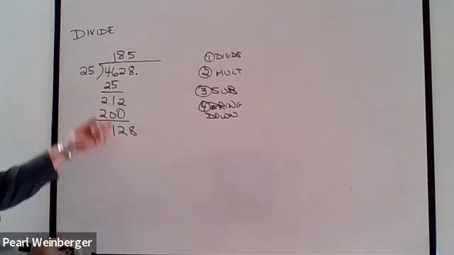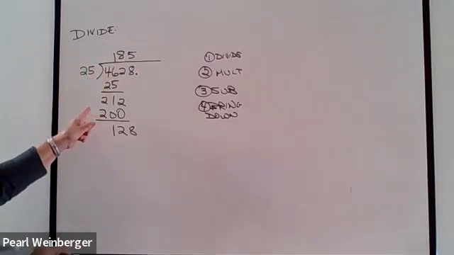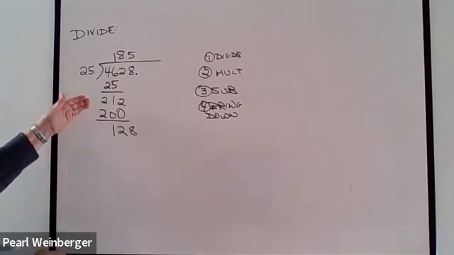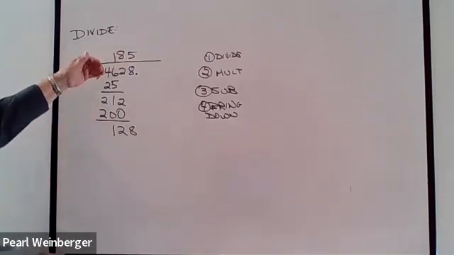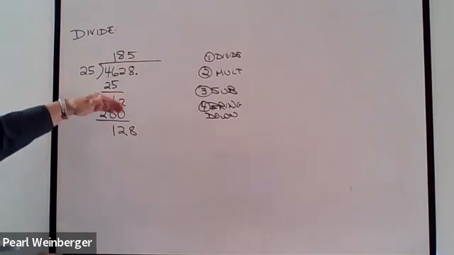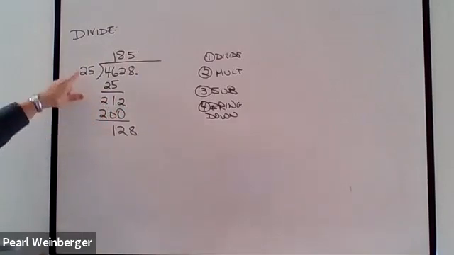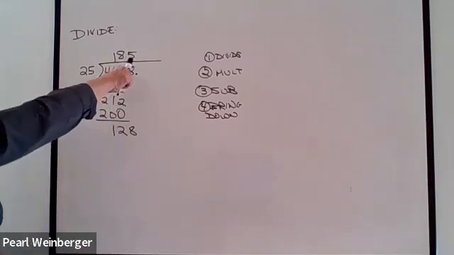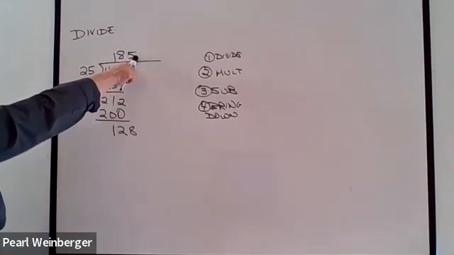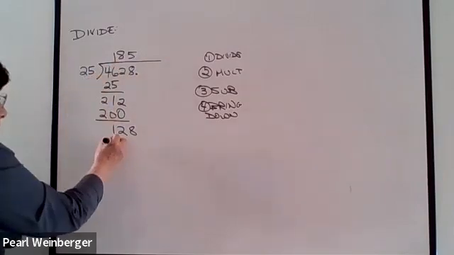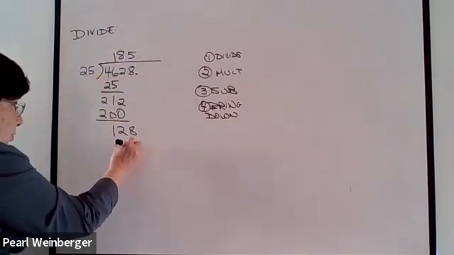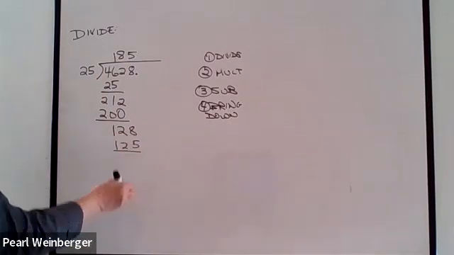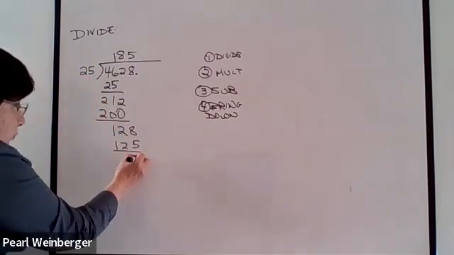Notice I'll know if I didn't get the right number: if this is too big, then I can't subtract, so I know I have to go smaller. And if this gives me a number more than 25, then I have to go bigger. Okay, I take the 5 that I just put on top and multiply by it. 5 times 25 is 125. And I subtract, I'm left with 3.